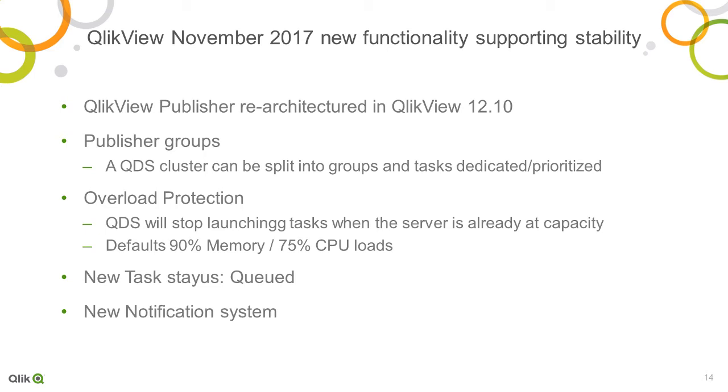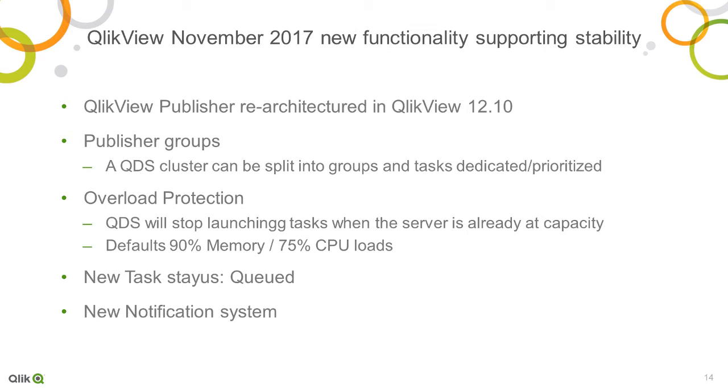So by default, if you are running at 90% memory utilization on your server or higher, or if you're running on 75% CPU utilization or higher on your server, you might still have lots of free reload engines. You might only be running a few tasks, but they are heavy and intense. We will not launch any more tasks. We'll still trigger them, but they will end up in a state called queued, and they will be run when the server backs out of an overloaded state.